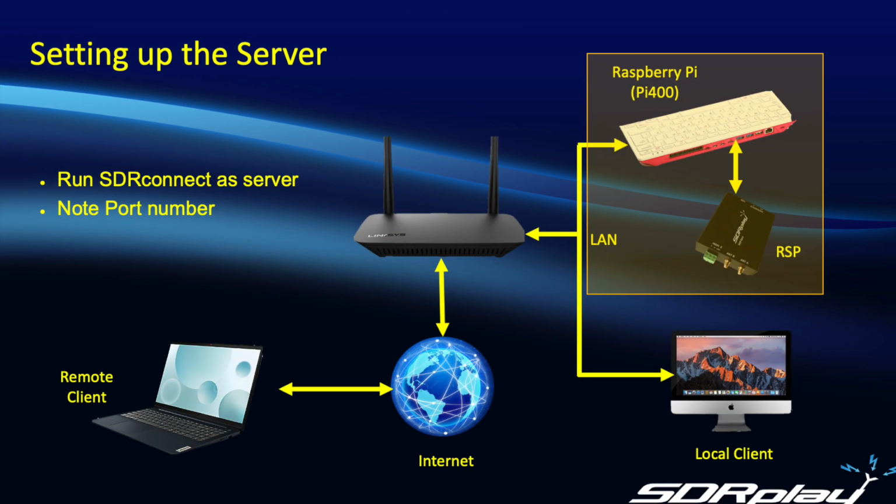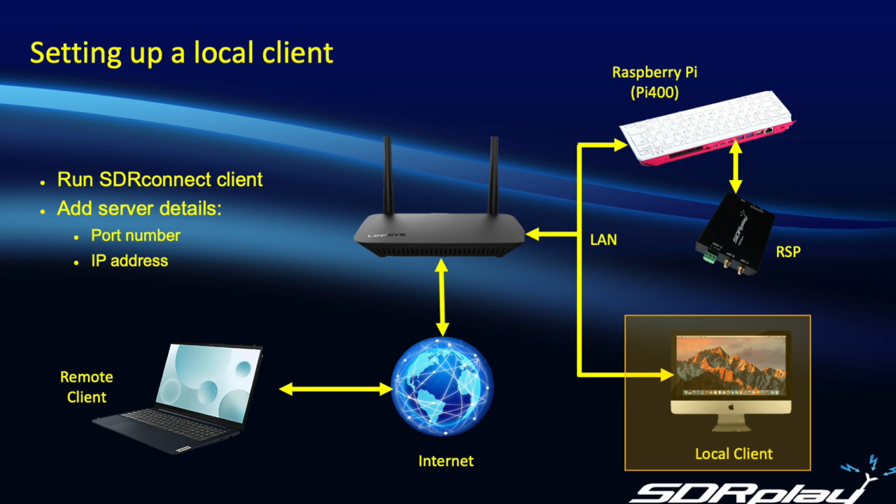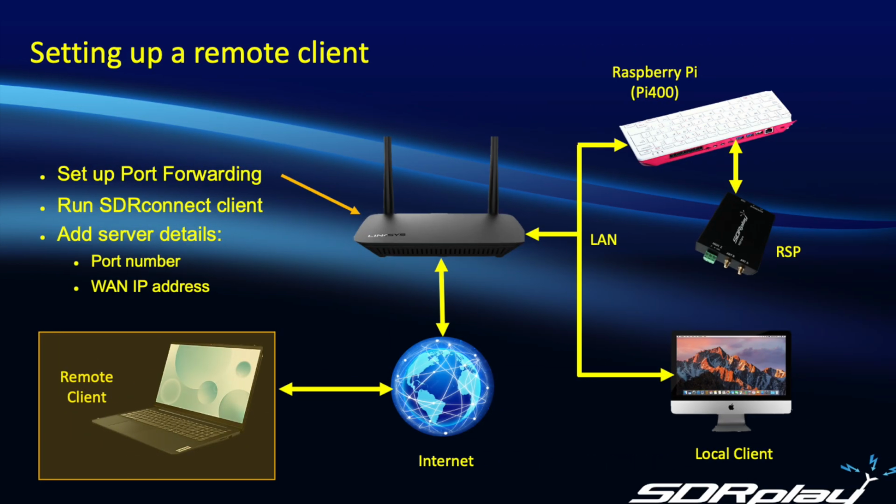A common scenario is to set up a server on something like a Raspberry Pi. With the server running, it is then possible to connect with a local client. This means that you can access your RSP without actually having it physically right next to you. Alternatively, you might want to set up a remote client, and that allows you to access the server all the way across the internet.